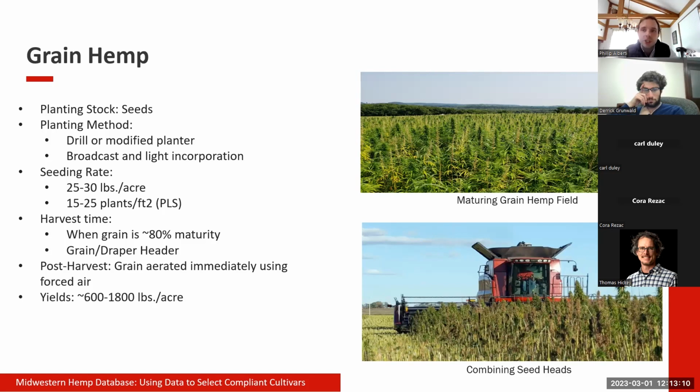Grain hemp is extremely challenging to harvest. It's very similar to things like carinata, canola, and camelina, where shattering is definitely an issue, and so harvest timing is critical. Even on your best day, you're really only going to be harvesting hemp grain at about 70 to 80% maturity to avoid losses from shattering. And this is going to be using some sort of grain or draper header, which is important to mitigate losses due to shattering and really be able to harvest those grain heads.